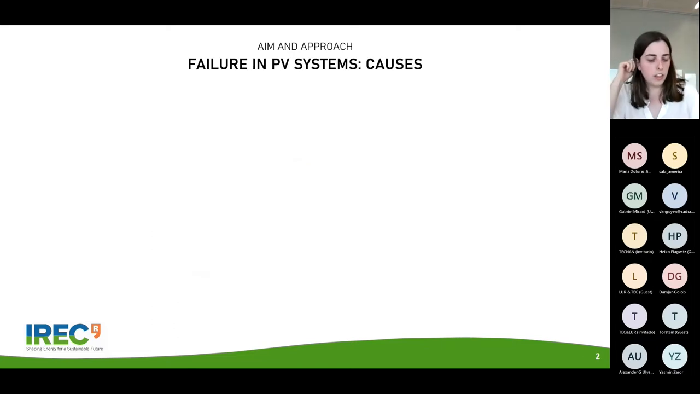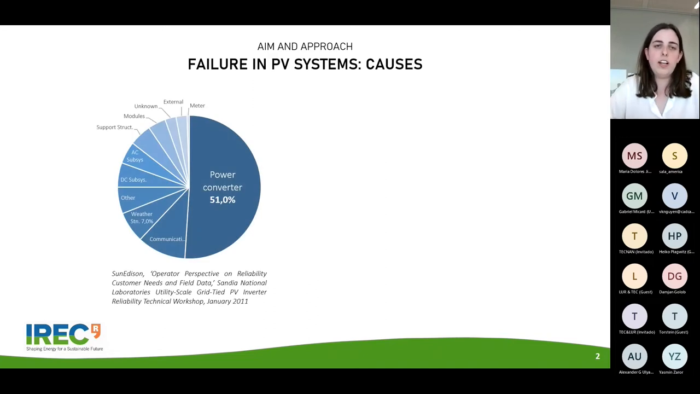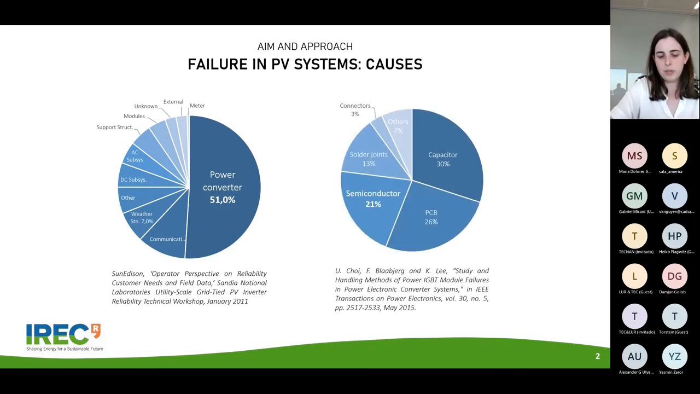So to start, according to literature, over 50% of the failures in PV systems are because of the power converter. Inside this 50% of failures due to the power converter, there are three main issues that are more important, which are capacitor failures, PCB failures, and semiconductor failures. So it's of special interest to focus on these three topics. And in this case, IREC's proposal revolves around semiconductor failures.